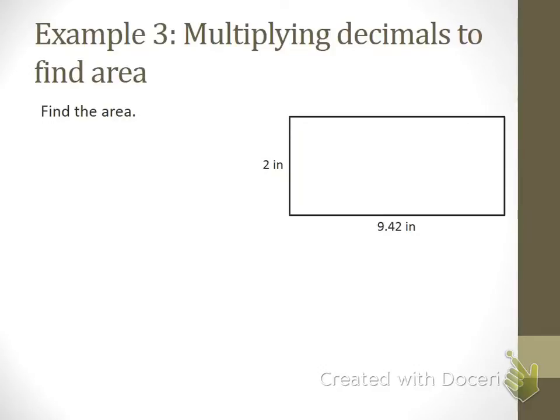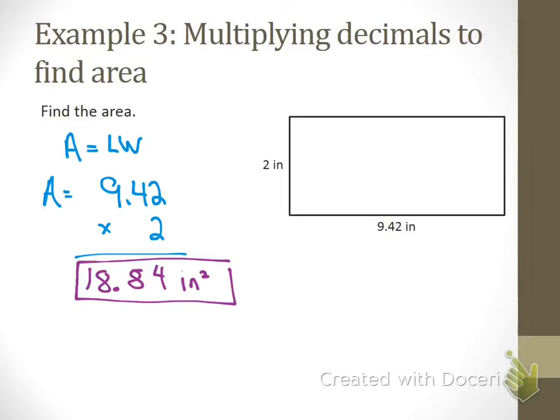Now, if it's not already written for you, just remember that the number with the most digits goes on top when you are multiplying decimals. In this case, it actually ends up being the length. But go ahead and solve this. What is the area of this rectangle? What's your answer, guys? 18.84. All right, good job. Okay, so that's it. If you understand that, it's everything you need to know for 2.3.